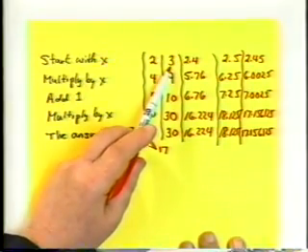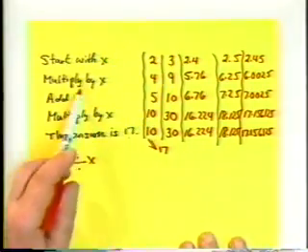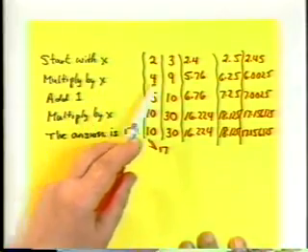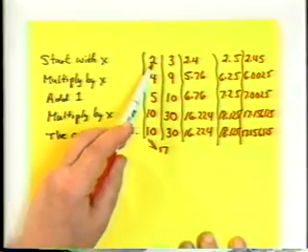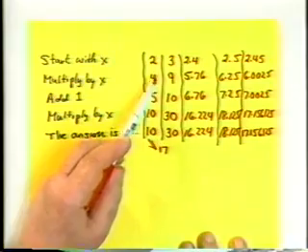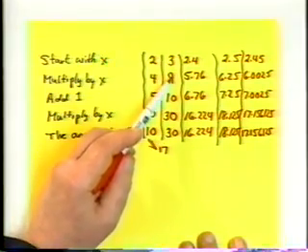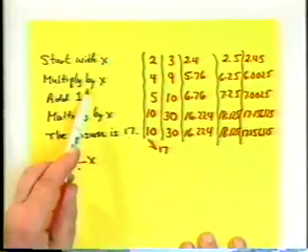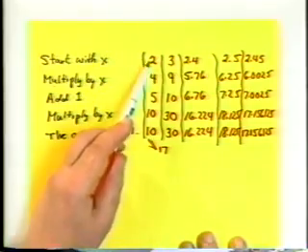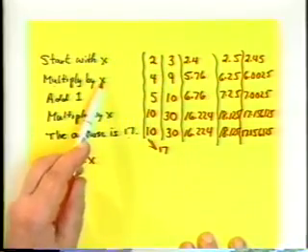I'll try 3 this time. What do I do next? I multiply by the input. Do you see the difference already? You see, when the input was 2, I multiplied by 2. When the input is 3, I multiplied by 3. See, what I multiply by is a variable. It depends on what I picked. It is no longer a constant.